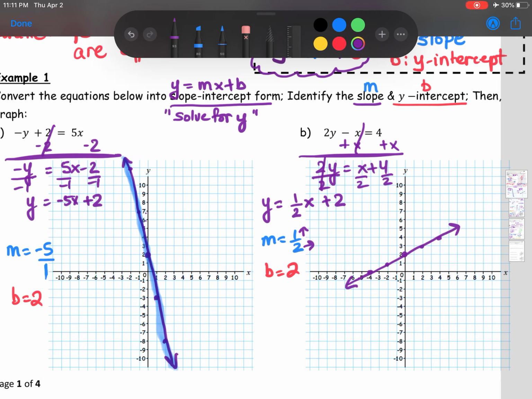Oh, I forgot to label them. Please make sure you label them. I always like to label them with the original equation. And this one also, let's label this. This was negative y plus 2 equals 5x. Okay, so that's basically it. So try the next question and then we'll take it from there.